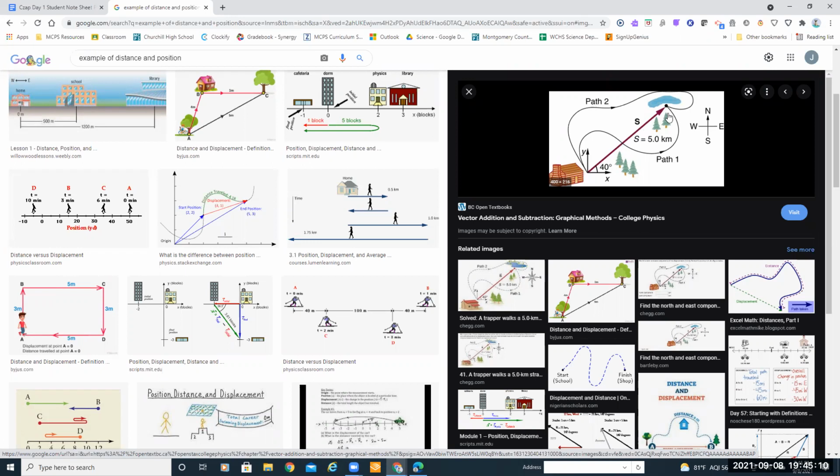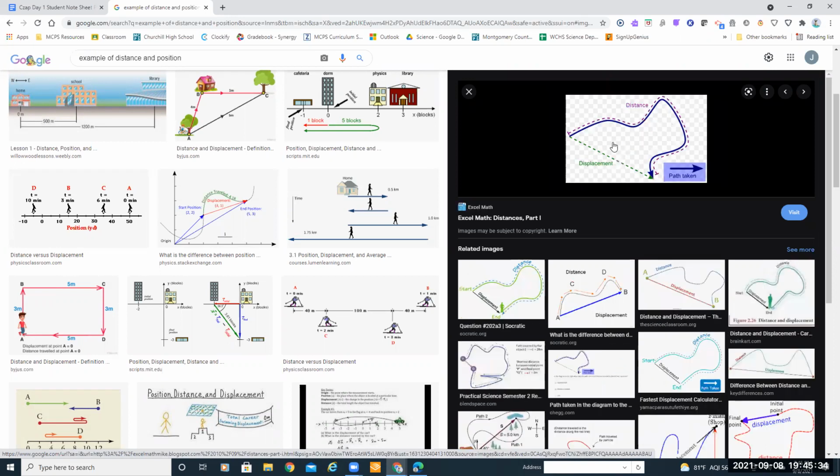But my displacement, the straight line distance from that log cabin to that lake, is given as 5 kilometers, and our angle, our direction, is 40 degrees. 40 degrees, we would say north of east. That's not something you have to worry about too much. We'll help you with those dimensions. Here's another example. Our distance traveled is this long, crazy path. Our displacement would be the length and direction of this lower arrow.